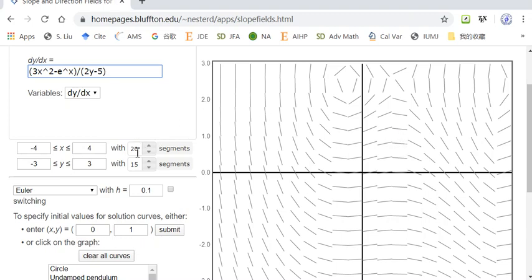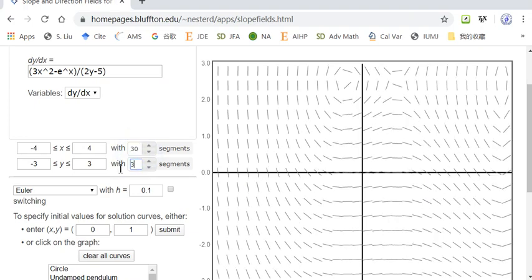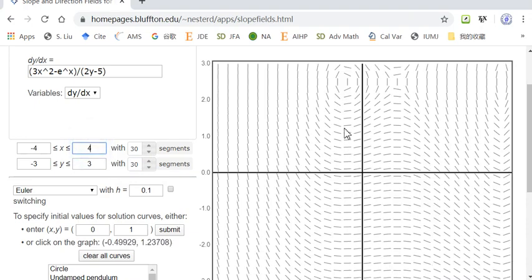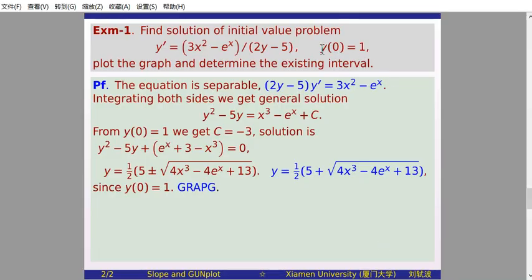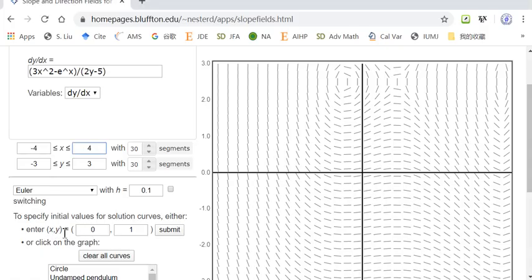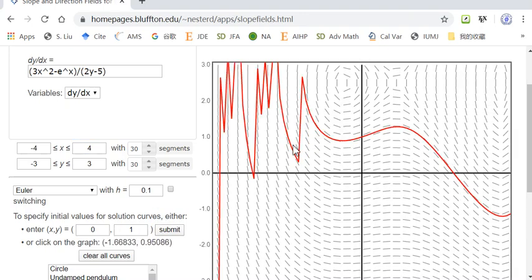And of course, as before, to get a better result, we increase the number of segments in both the x and y directions. And this is a much better picture of the direction field. To plot the solution, we need to take the initial value condition y(0) equal to 1. So we enter 0, 1 here, x equal to 0, y equal to 1, and submit. So we get this red curve. This should be the graph of our solution.